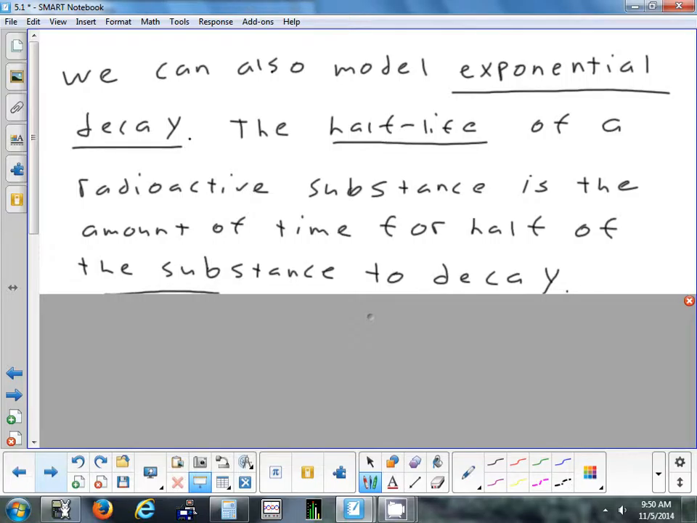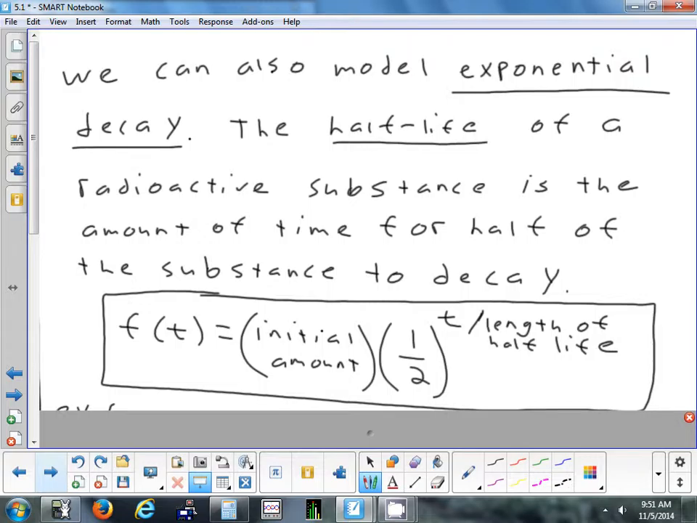Notice the amount gets smaller and smaller and smaller, but it never hits what value? Yeah. 0. It never really goes away completely, which is part of the problem with radioactive waste. It keeps getting smaller and smaller, but there's always a little bit left. Eventually, it's negligible, but it never completely goes away. Okay, so your half-life formula, you just take your initial amount times 1/2 to the t divided by length of the half-life.